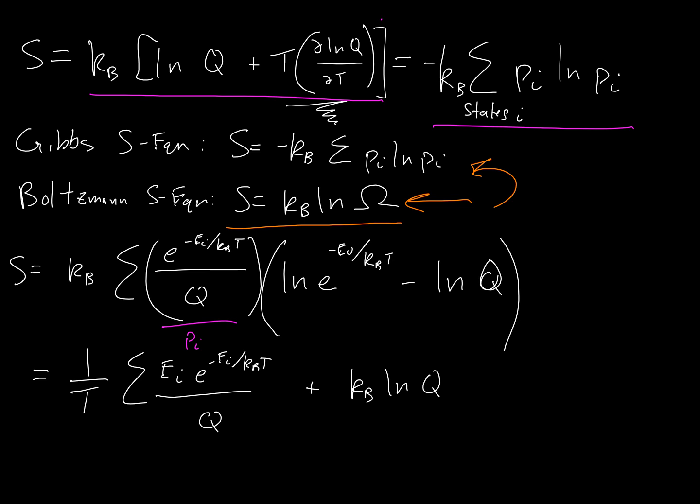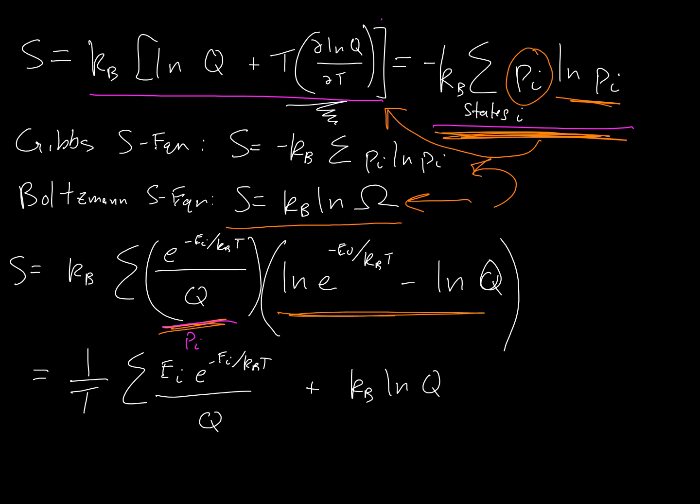I had this all worked out last night. That's just not, my bad. We're doing this backwards. We're going from here to that form. So P of i here is this term here, and ln of P of i is this term here. Sorry, that's what was throwing me off.